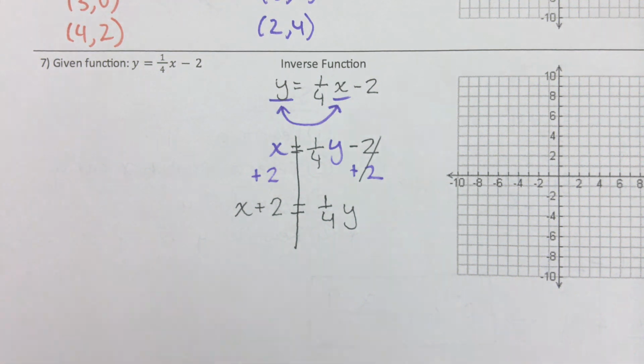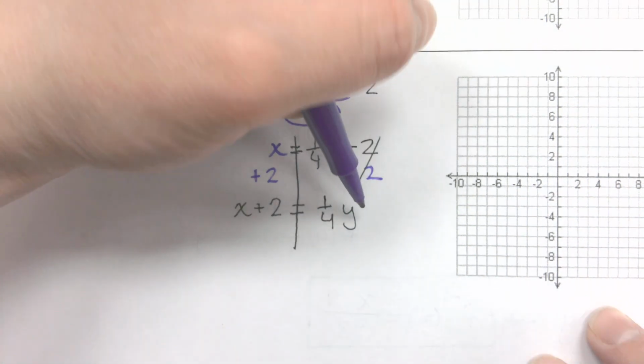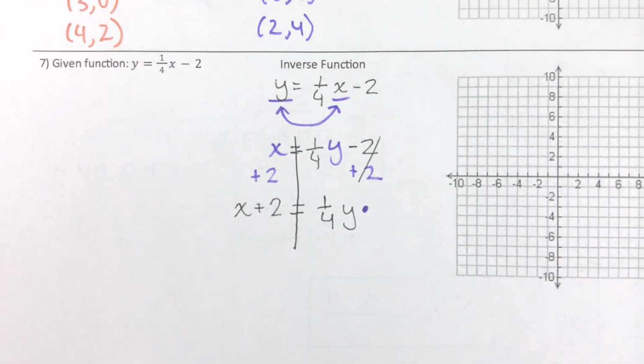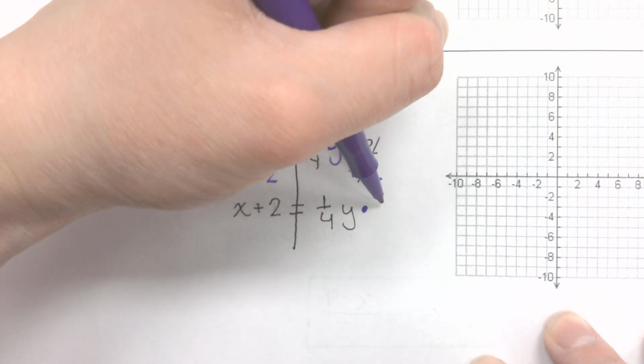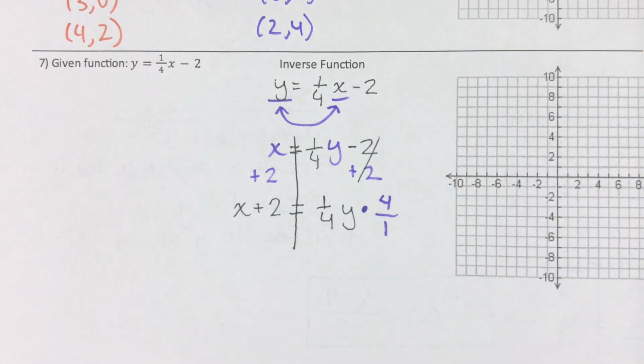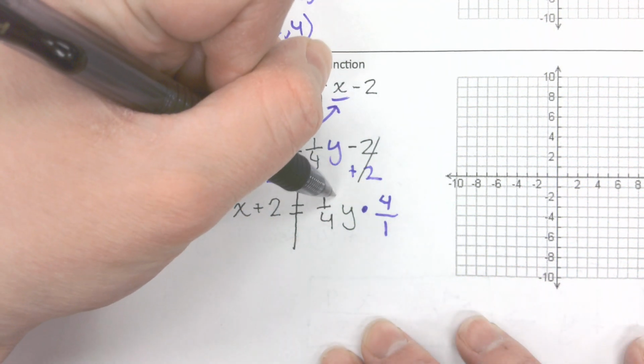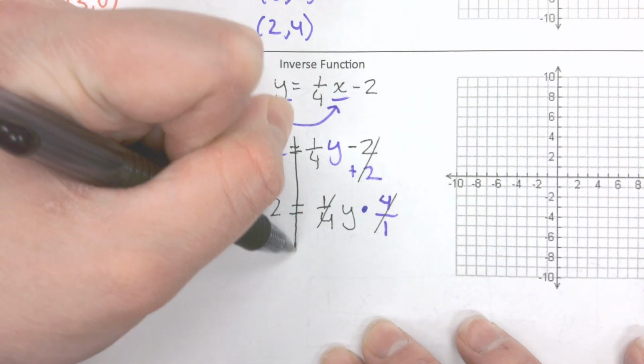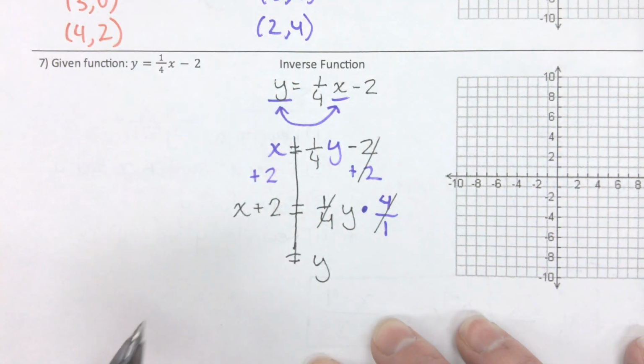Flip. Keep, change, flip in that regard. Multiply by the reciprocal. And you can do this no matter what your fraction is. So we're going to multiply by 4 over 1. That is how you cancel the fraction. So the 1/4 and the 4 over 1 are going to cancel, and we're left with just y.